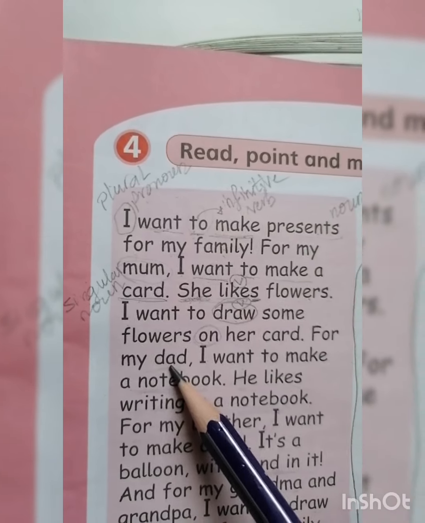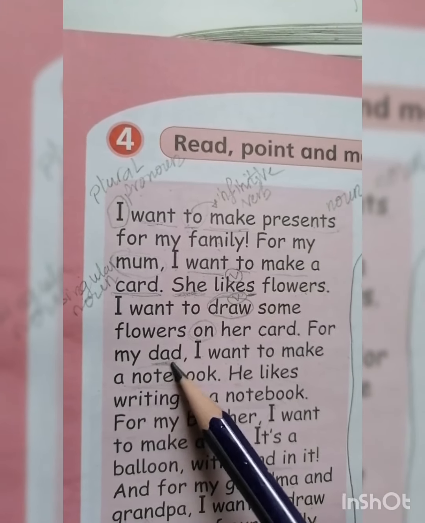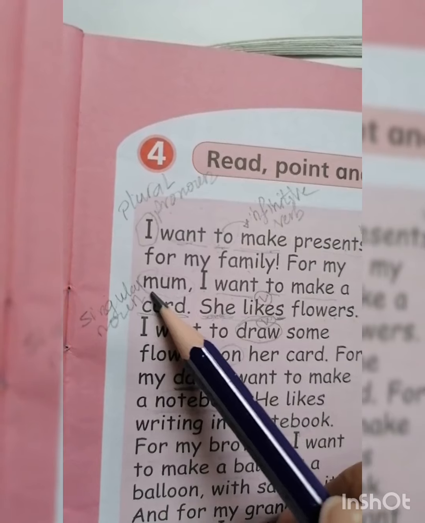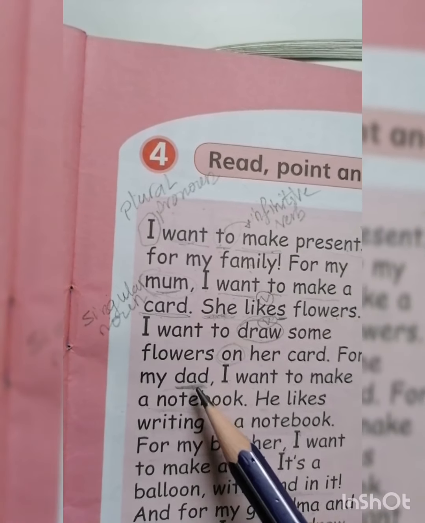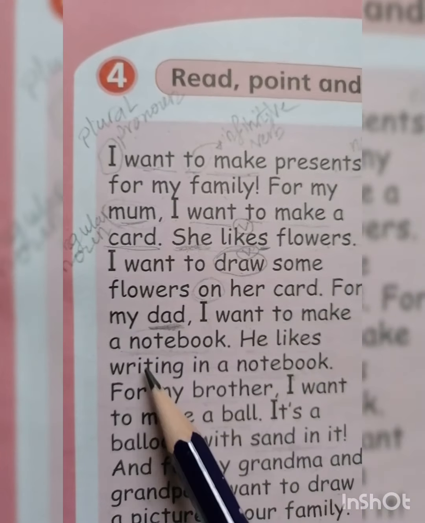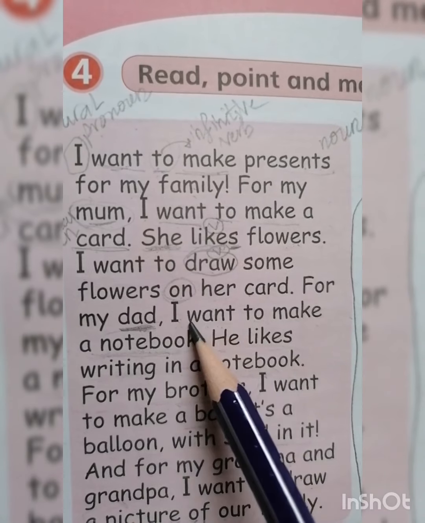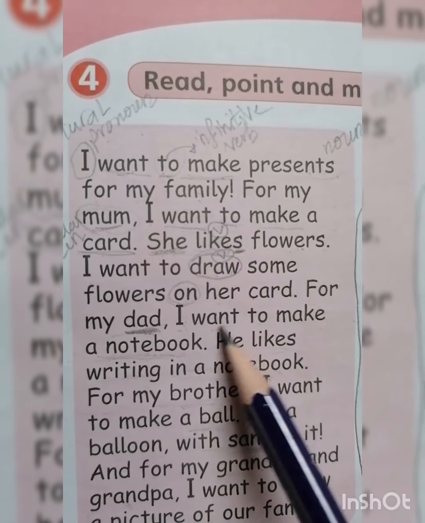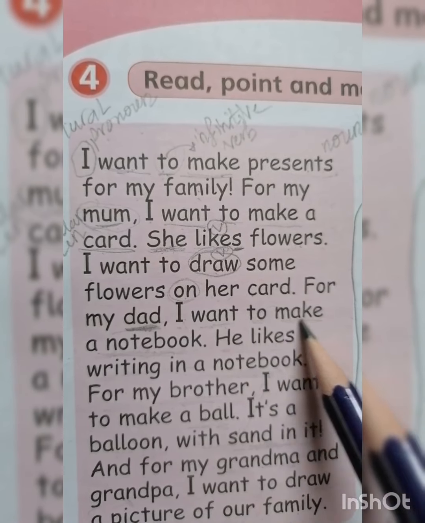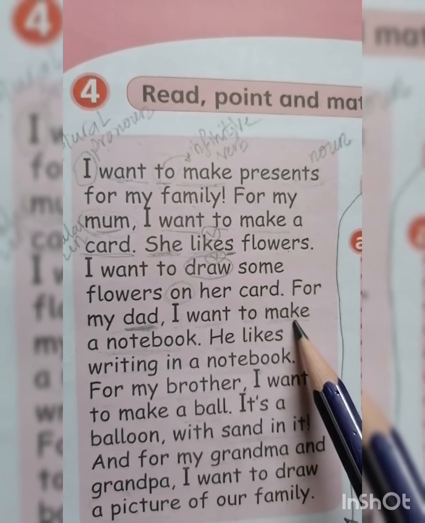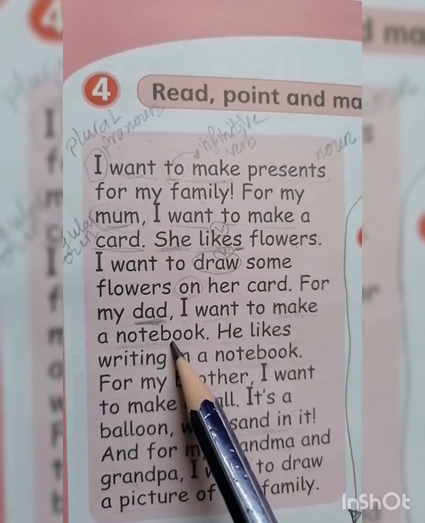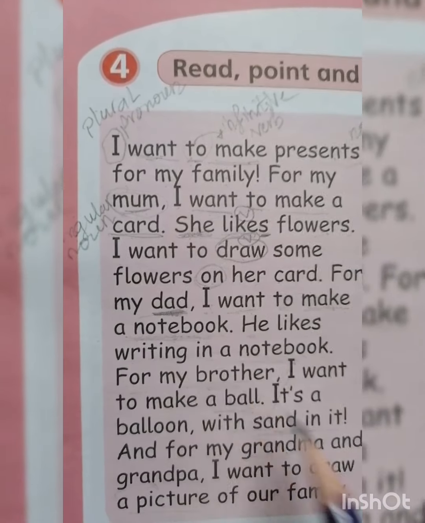For my dad, dad like father. The same meaning of father. Mom, the same meaning of mother. Dad, the same meaning of father. Okay. I want to make a notebook. I is a plural pronoun. Want is a verb. To preposition. After to we have an infinitive verb. Make يصنع. A notebook. دفتر ملاحظات. Is a singular noun. دفتر ملاحظات هو اسم مفرد.